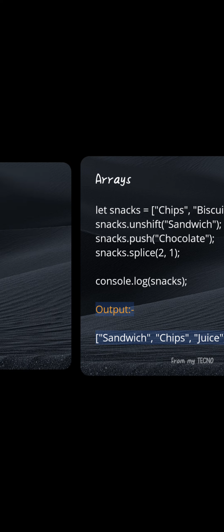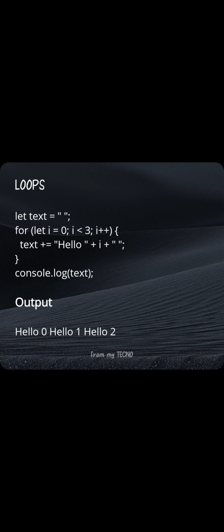Let's go into the loops. Loops repeat actions until a condition is met. Instead of writing the same code again and again, we use loops. Some examples are for loop, while loop, and do while loop. A for loop executes a block of code a number of times, when the number of iterations is known to us. A while loop executes a block of code as long as the condition is true. It checks the condition before execution.